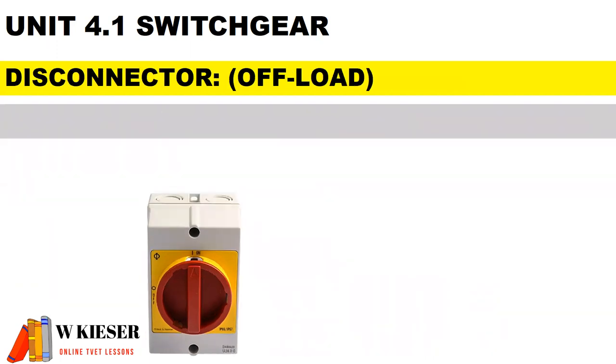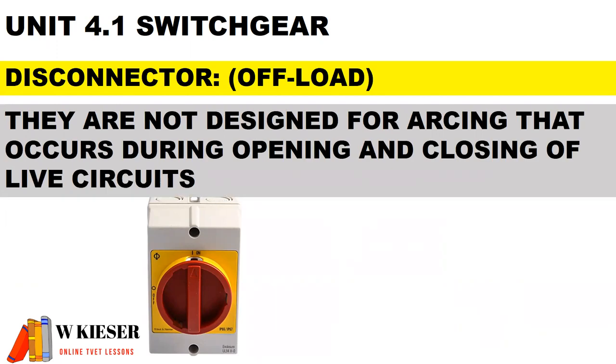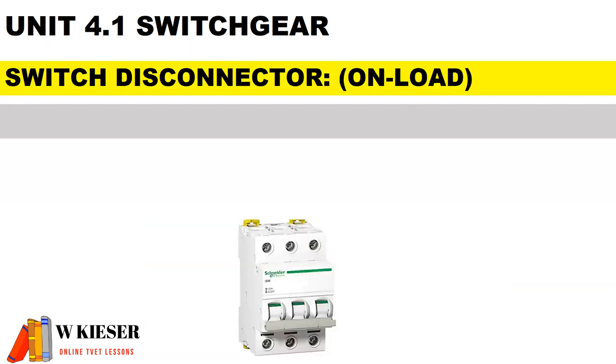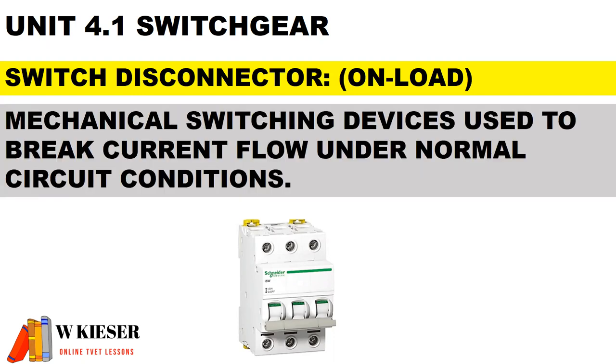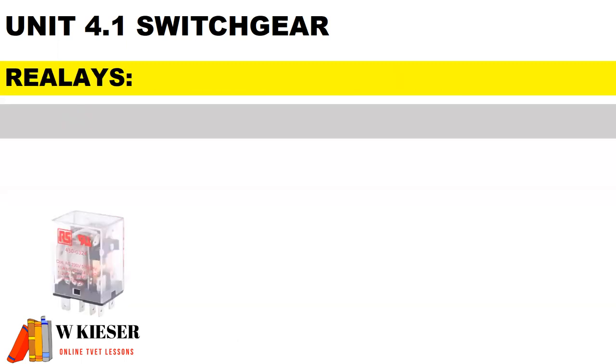The disconnector, which is an offload type of isolator. They are manually operated and can be locked in the off position. They are not designed for arcing that occurs during opening and closing of live circuits. The switch disconnector, which is an onload type of isolator. It is a mechanical switching device used to break current flow under normal circuit conditions. They are designed to handle arcing during opening and closing of live electrical circuits.